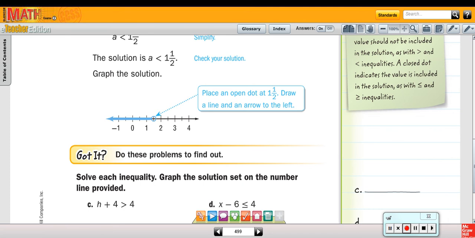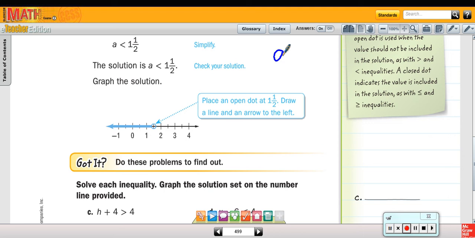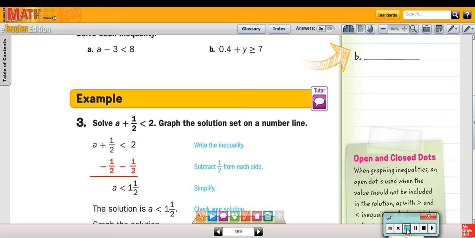This will cooperate, that'd be great. There we go. Now, a plus 11 is less than 2.